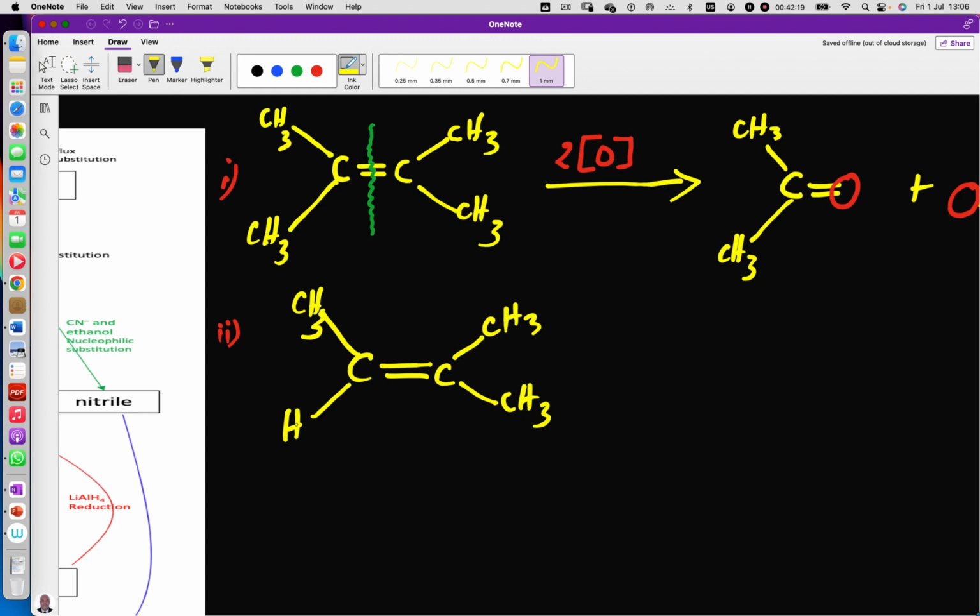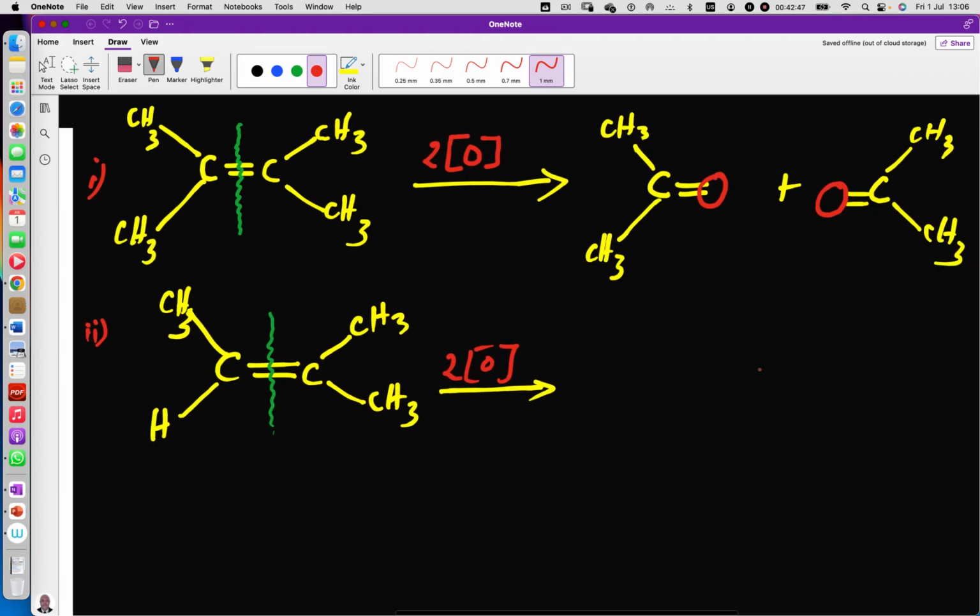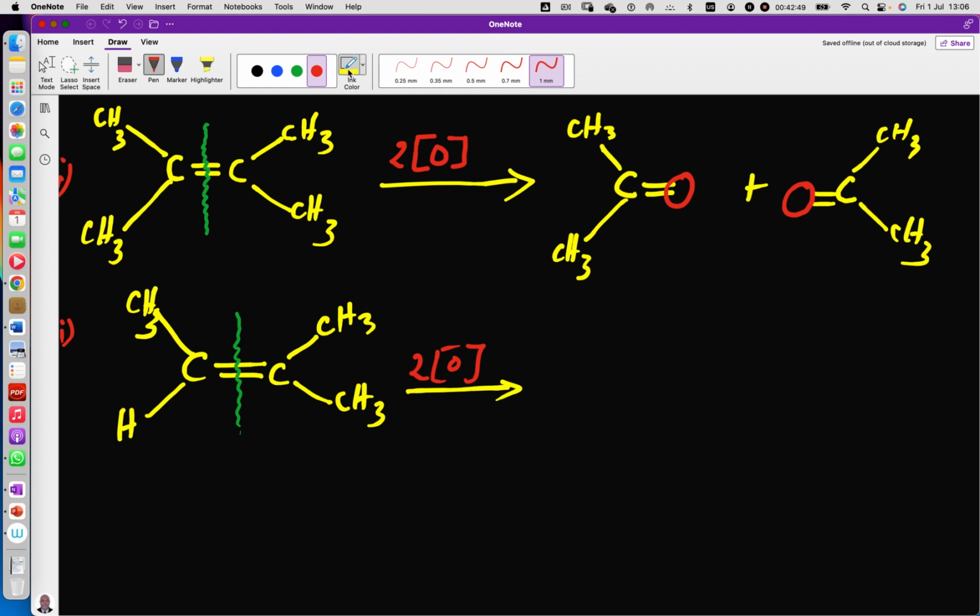This condition is hard, and since it is a harsh condition, it's going to lead to the breakage of this, and it's going to break equally. And when it breaks equally, what is going to happen? I said it is addition of oxygen. So oxygen is added. When this breaks, it breaks equally. This is going to be the product.